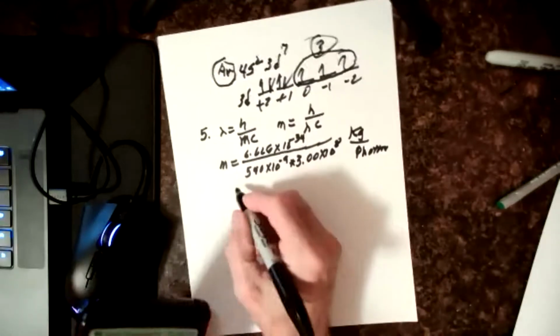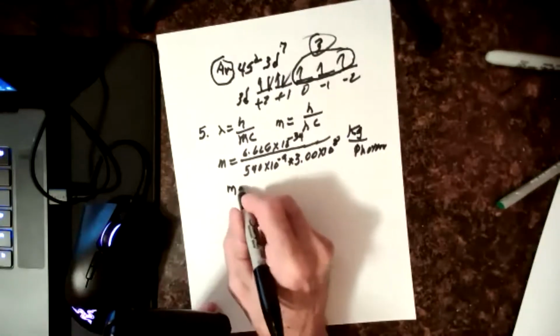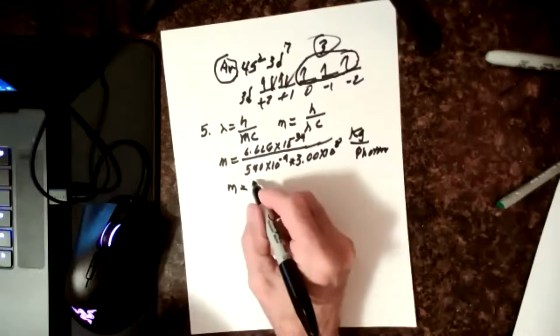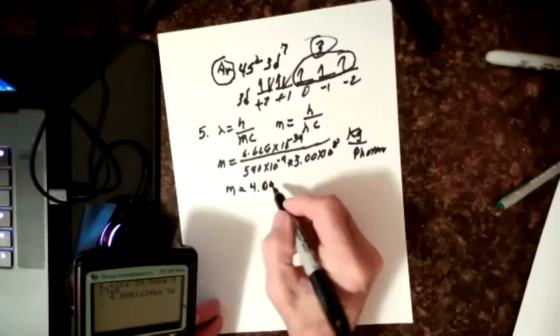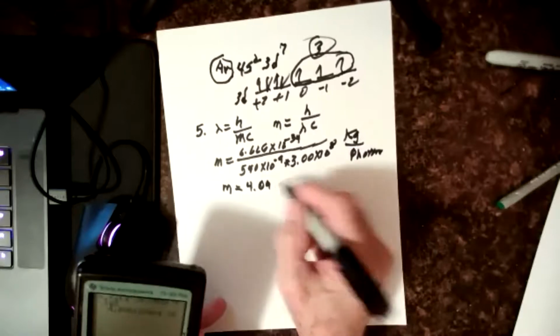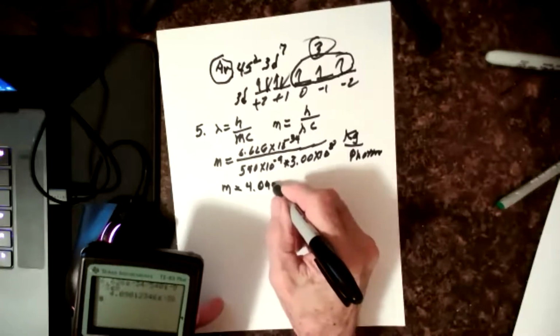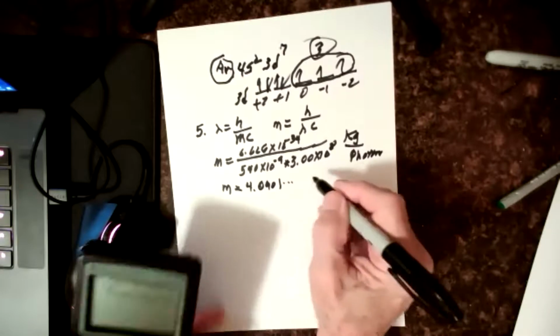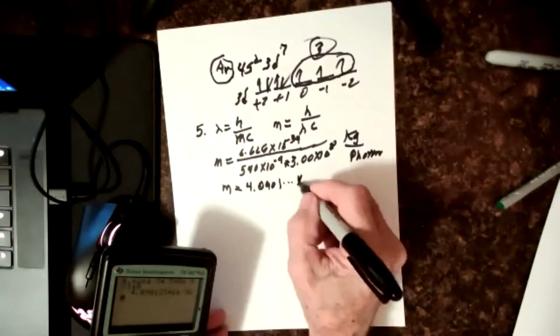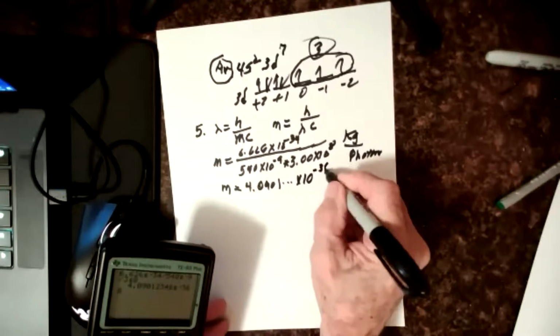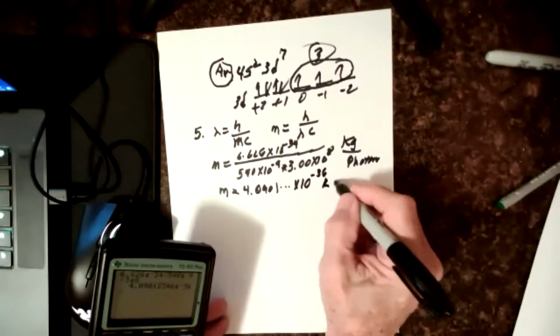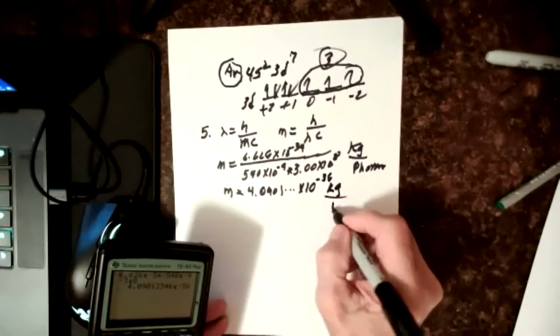So what my screen is showing is the mass is 4.09, some other digits, 0, 1, I'll give you some extra ones, times 10 to the negative 36 kilograms per photon.